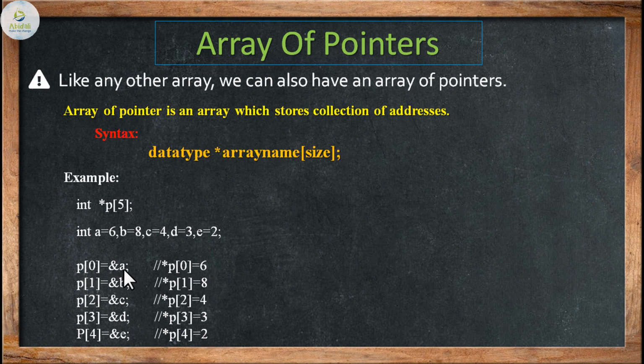It is pointing to A. A's value is 6, so it will display 6. Next, P of 1 is pointing to B. What is the value at B? Value at B is 8.